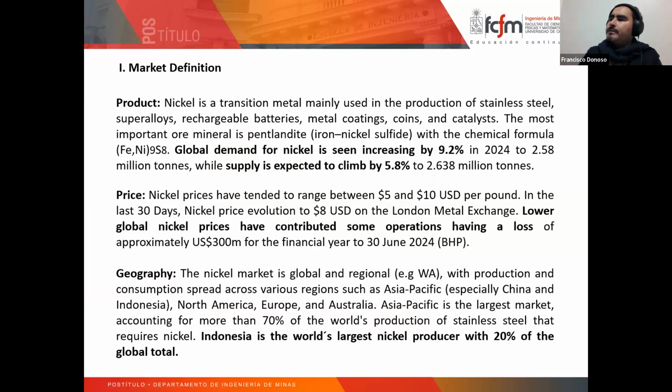Global demand for nickel is increasing by 9.2%, and the supply is expected to climb by 5.8% in 2024. The nickel price over the last 30 days evolved to $8 on the London Metal Exchange. But the lower global nickel price has contributed to some operations having a loss, for example, in BHP, $300 million.